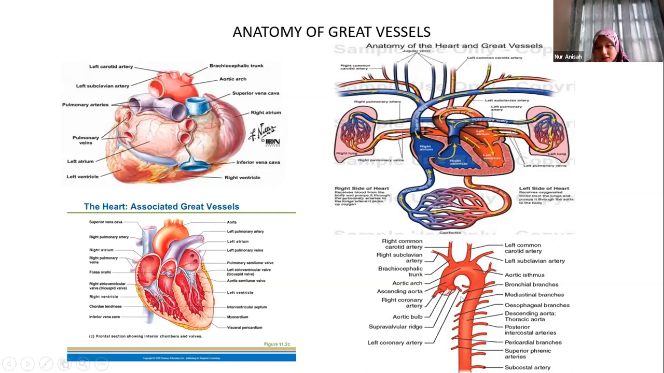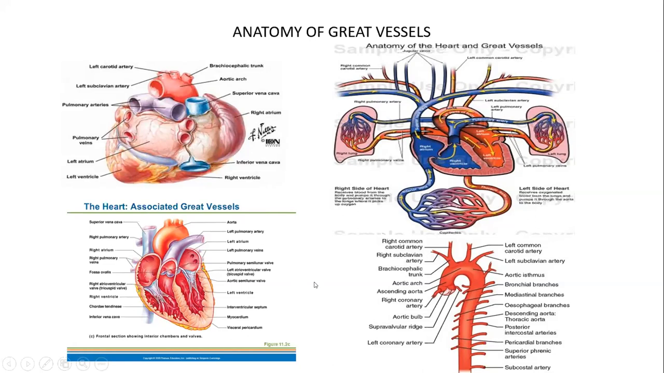And then for the descending part, which first is the thoracic aorta, it gives off the bronchial branches, intestinal branches, esophageal, as well as the phrenic branches. And the last part of the descending aorta is the abdominal aorta, which just starts below the diaphragm, and it gives branches of the, it's not stated here, but suprarenal and renal artery. And the descending aorta ends by the bifurcation into the right and left iliac artery. So I think that's all for the anatomy of the great vessels.